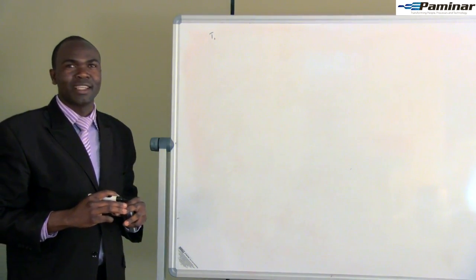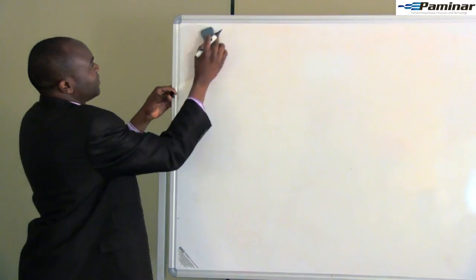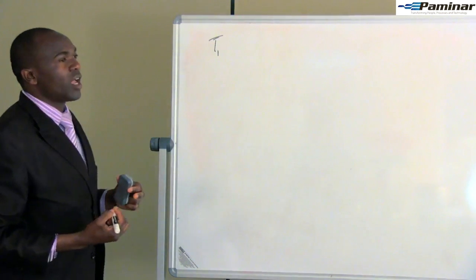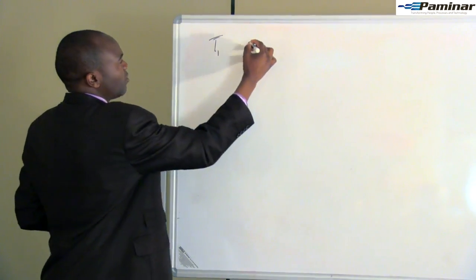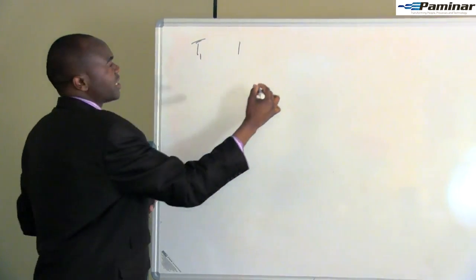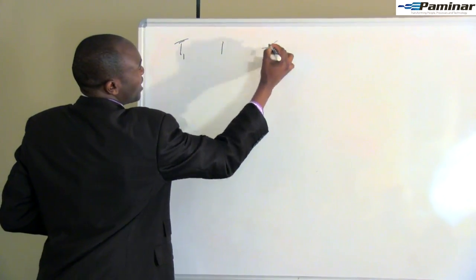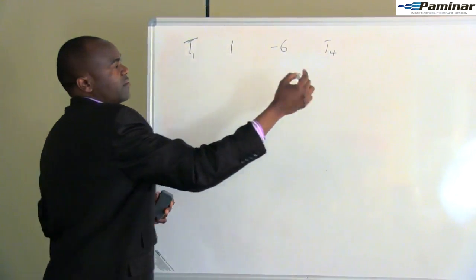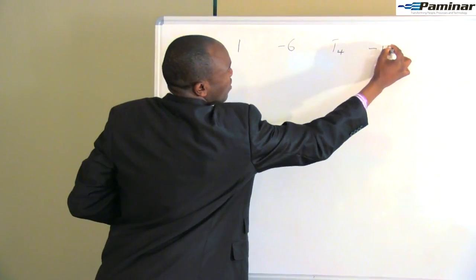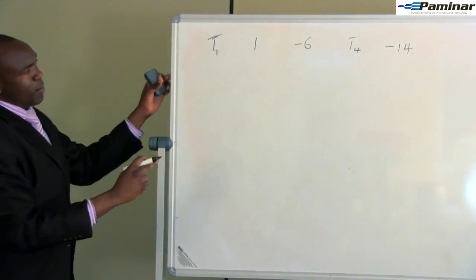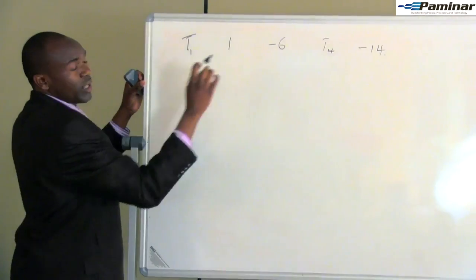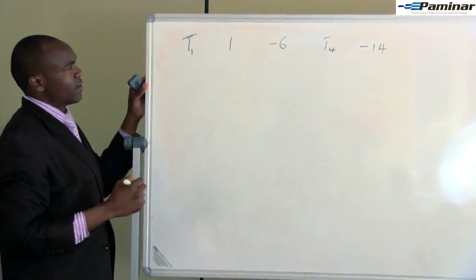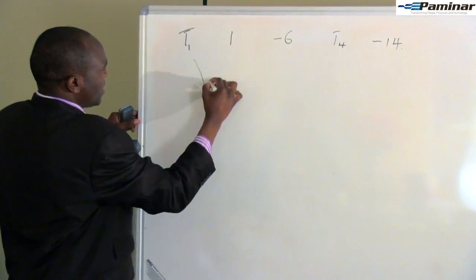T1, and then the second term is 1. Third term, minus 6. Fourth term, T4. And then the fifth, we're given minus 40. But we have been working with all these before. So now let's do this: first difference.